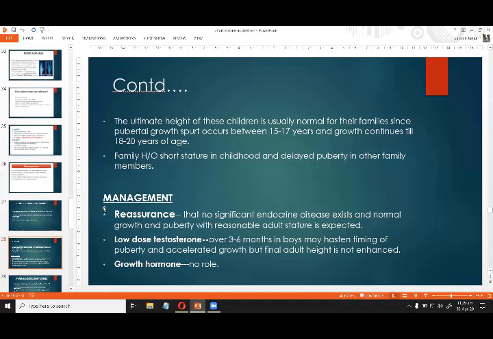But if there is some parental apprehension, then you can go for low dose testosterone over a period of 3 to 6 months. This will hasten the timing of puberty and accelerate growth, but final adult height will not be affected. That will remain around the normal. Growth hormone has no role in this type of short stature, that is constitutional short stature.